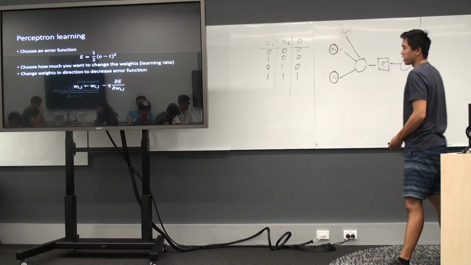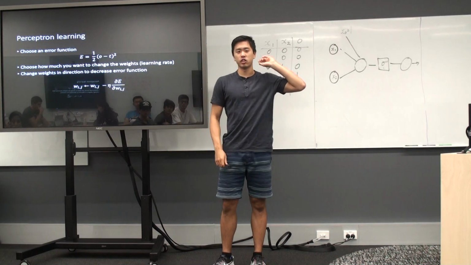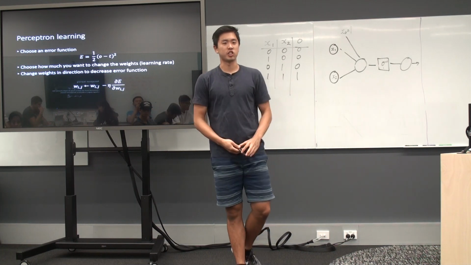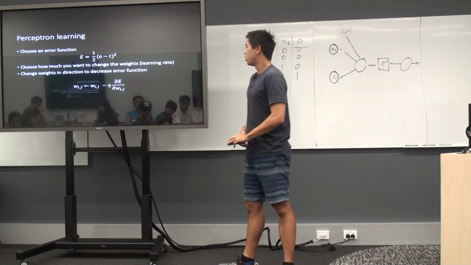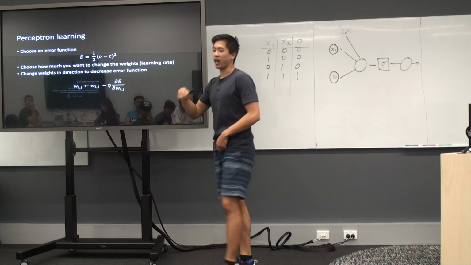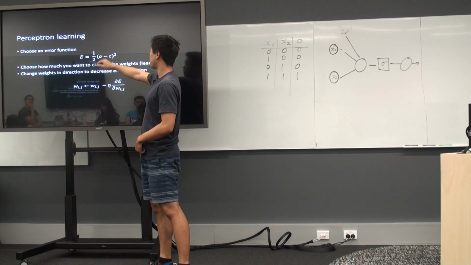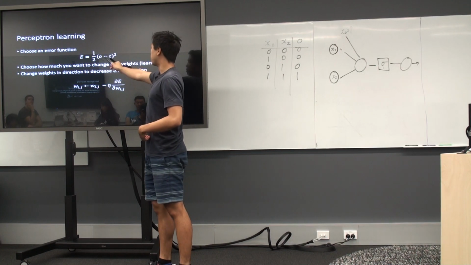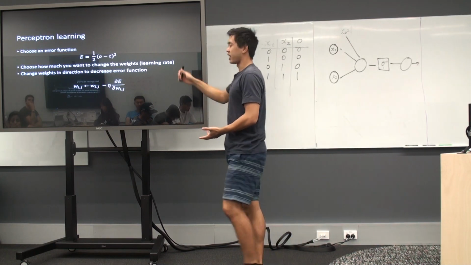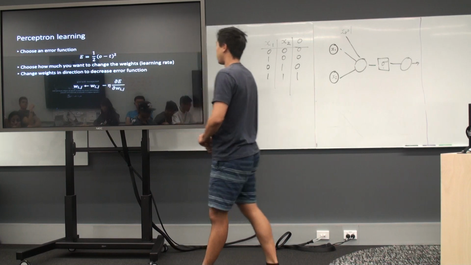Again, I'm going to keep it simple, and I'm going to just assume that there's only one output in all the derivations I do, but you can easily generalize that to multiple outputs. So the one output is O, and T is the target, so what I actually want it to be. And then the error function is equal to half times (O minus T) squared. And for now, let's just say O and T can only be 0 or 1, but obviously that can be generalized to more things.